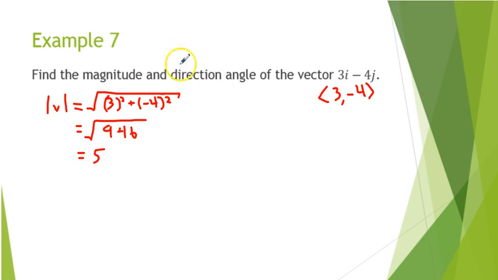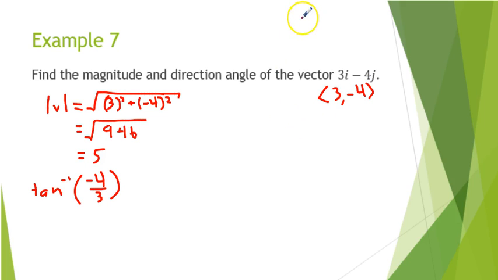So to find our direction angle, we need to take tangent inverse of the y value divided by the x value. So negative 4 over 3. And then the problem with this is the fraction negative 4 over 3 is the same as the fraction 4 over negative 3. So it could have been going left and up instead of right and down, and your calculator is not going to be able to distinguish between those two cases.